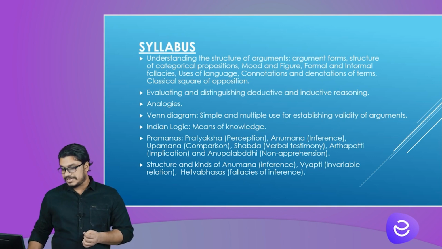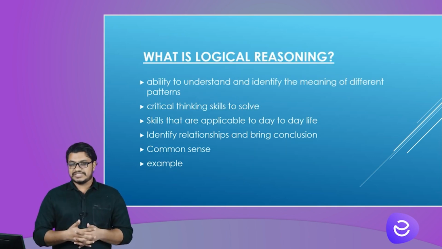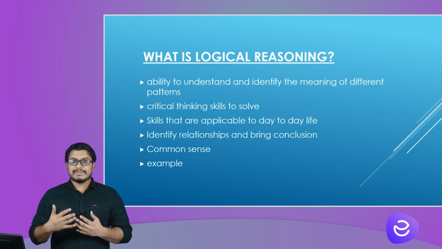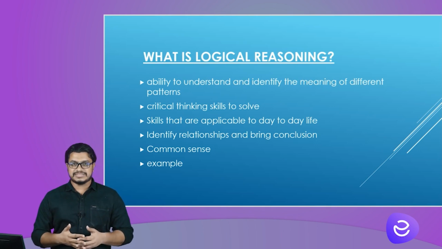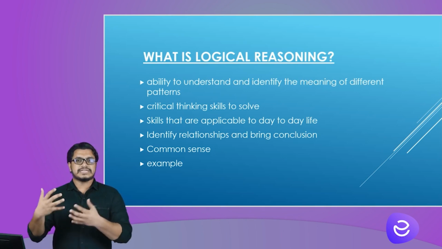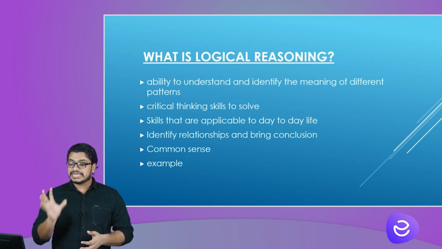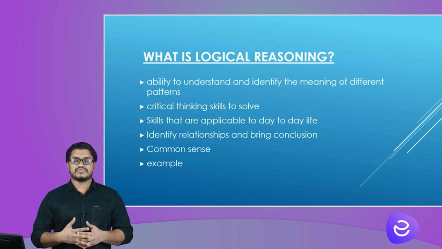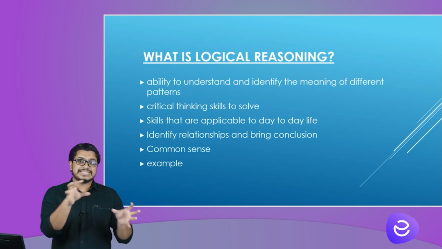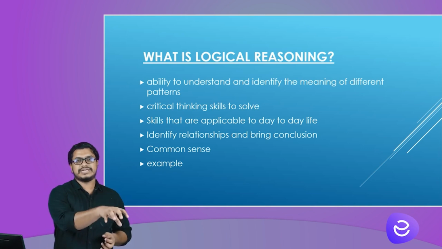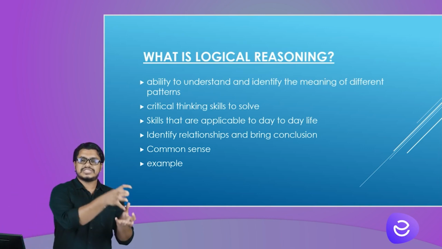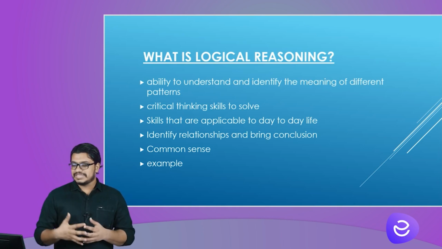Now, what is logical reasoning? This is important for you to know. It is the ability to identify and understand the meaning of different patterns. They'll be giving us certain patterns and certain sentences. We have to understand those sentences and come to a conclusion. It is based on critical thinking skills to solve the problem. So we should have some critical thinking skills. While seeing some sentences, we should be able to identify how those sentences can come to a conclusion, how they can come to an argument, and different things like that.